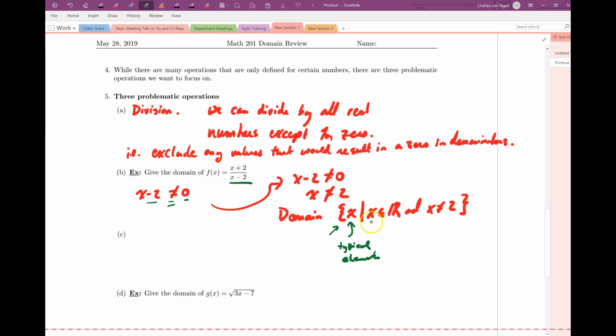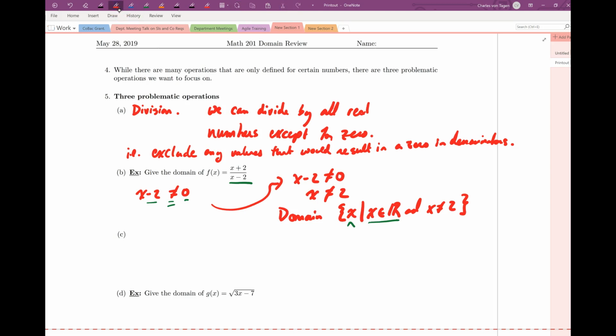Okay, and then here I've said that x must be a real number. So remember this symbol looks sort of like an E, and stands for "is an element of." So x must be an element of the real numbers, and x cannot equal 2. And then I go ahead and close the curly brace. Let me just erase that real quick. Okay. So that's the first problematic operation.